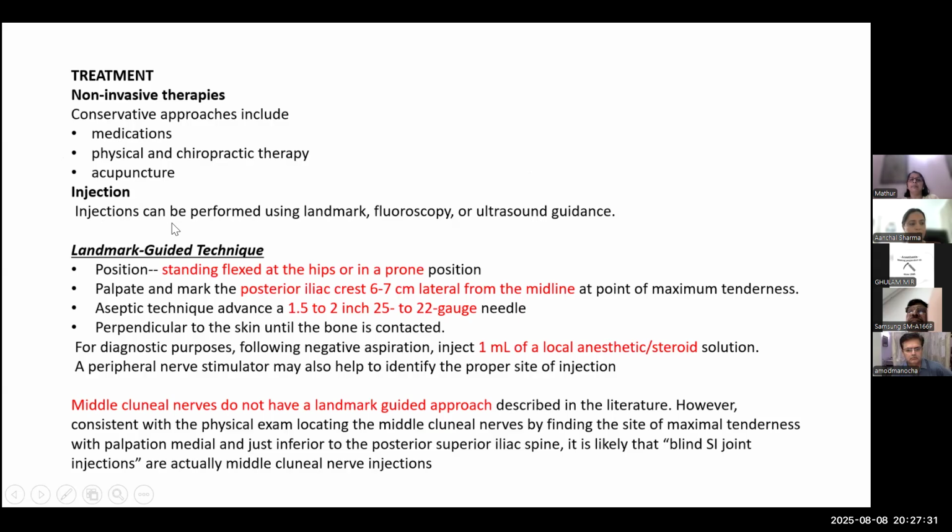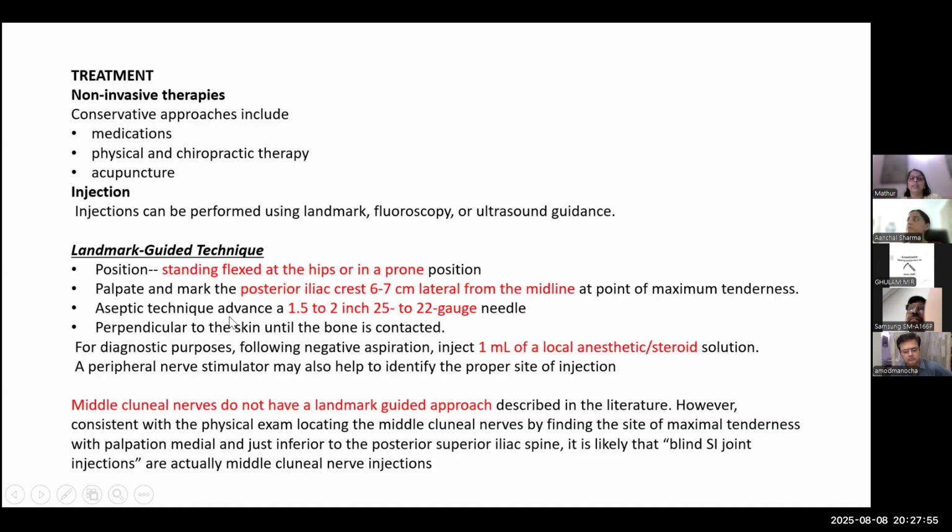Injections can be given using landmark, fluoroscopy, or ultrasound guidance. Coming to the landmark technique, the position is standing flexed at the hips or in a prone position. You palpate and mark the posterior iliac crest, as I told earlier, around 6 to 7 centimeters lateral to the midline and at the point of maximum tenderness.